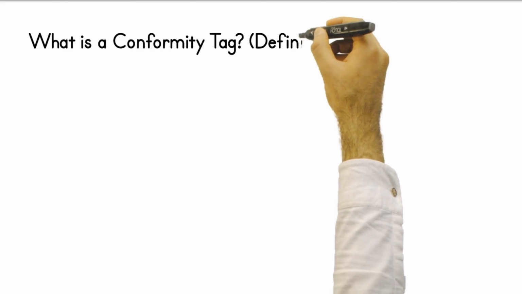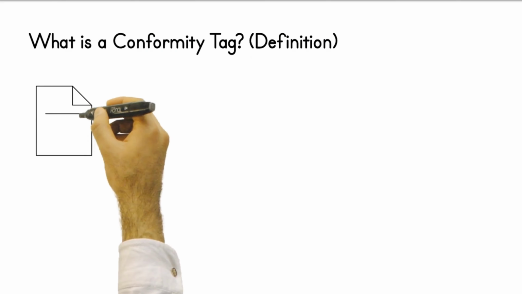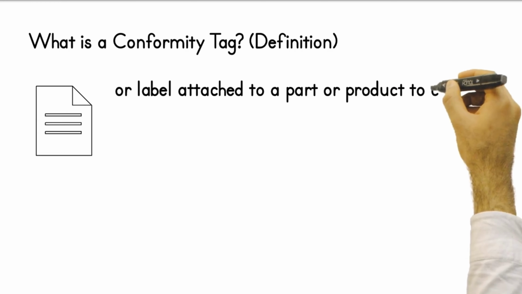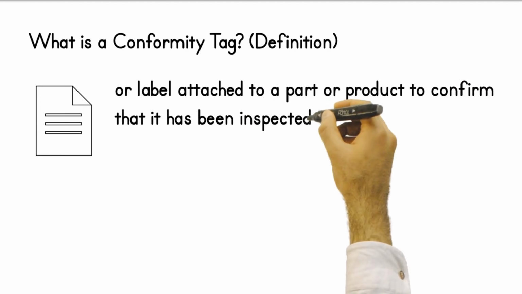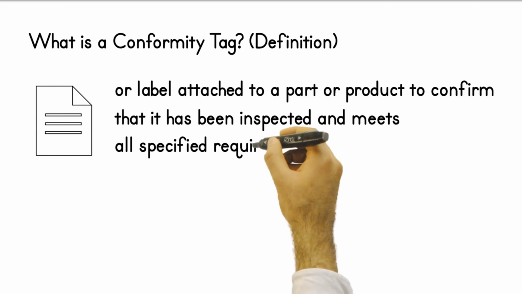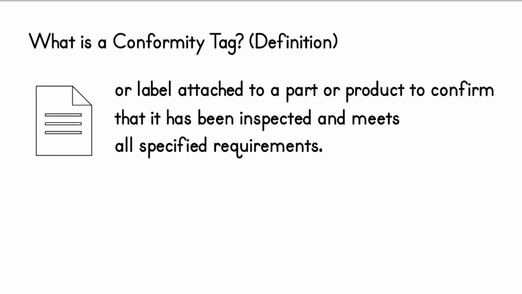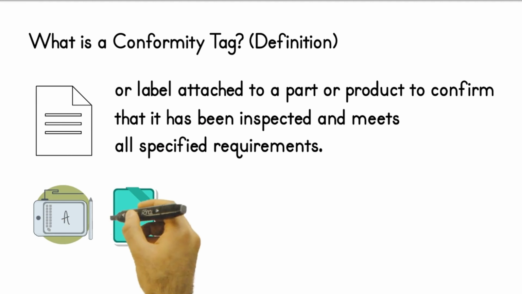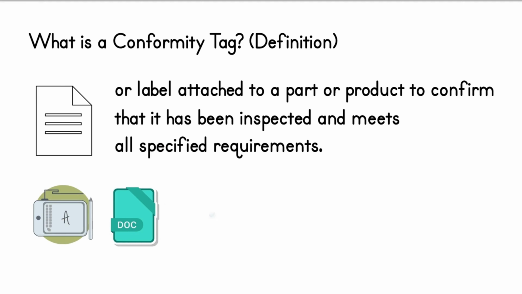What is a conformity tag? A conformity tag is a quality document or label attached to a part or product to confirm that it has been inspected and meets all specified requirements. It shows that the part conforms to drawings, specifications, and customer or internal quality standards, and that it is approved for release, production, or stock.